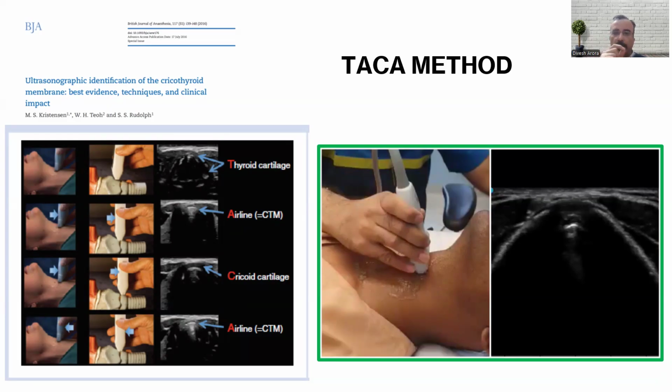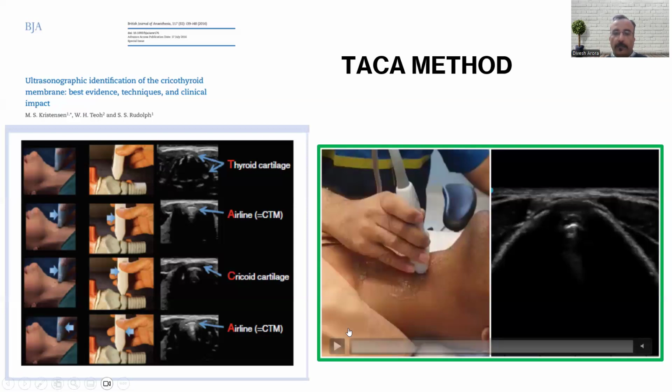It's an acronym. T stands for: first you identify the thyroid cartilage. Once done, you move your probe a little caudal and identify the cricothyroid membrane, which would be represented by an air mucosal interface. Then move a little further down, and you would be able to identify the cricoid cartilage, which is the inverted signet ring or the C shape. Once you have identified the cricoid cartilage, the next step is to move back cranially upwards so as to again come on the air line that would reflect the cricothyroid.